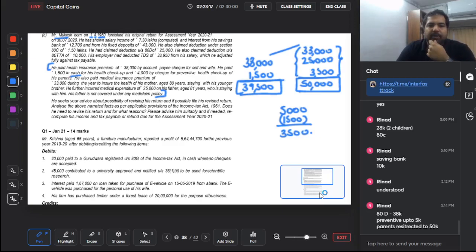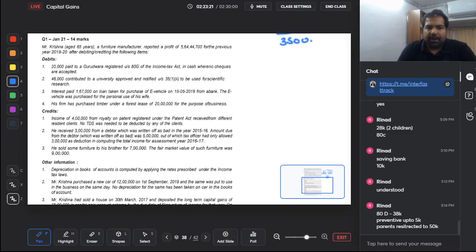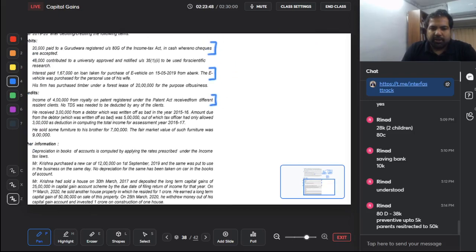All right, so that is the deduction here. I'm going to this section now and looking at the deductions here. Jan 21 for 14 marks. This is Krishna, 65 years old. Guys, I'll tell you where all there are deductions here. In this case, there is a deduction. In this case, there is a deduction. In this case, there is a deduction. So please check and then we will discuss the deductions in these three cases.